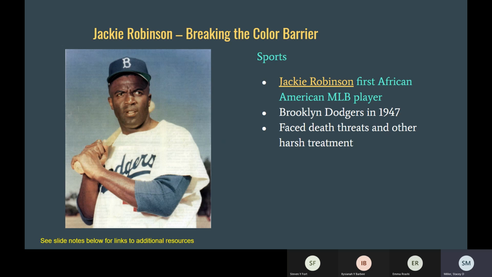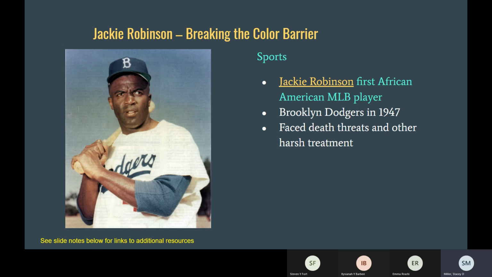But even that, it doesn't matter how good of a baseball player you are when you are surrounded by people with a lot of racist ideology. Jackie Robinson faced a lot of death threats. He faced harsh treatment, death threats from fans, and harsh treatment even from people he played on the same team with, in his own locker room and in the locker rooms of those he faced on the field.